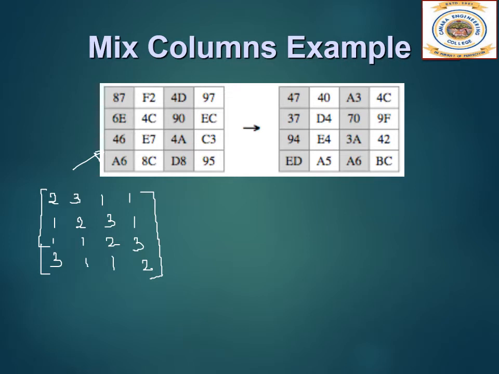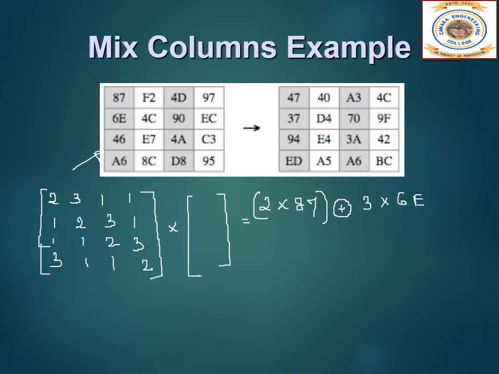So I have to do this into the above matrix. I will write what we have done. I write 2 into 87 plus, where this plus is nothing but bitwise XOR addition, 3 into 6E plus 1 into 46 plus 1 into A6.